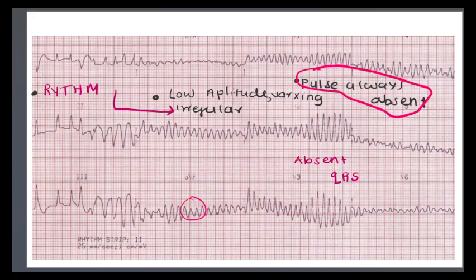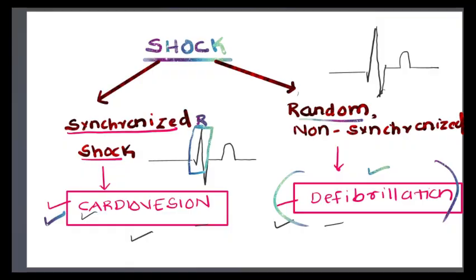So my question here, a question I asked in the beginning, is: how do you know whether you have to give shock in the form of cardioversion or defibrillation? We have two types of shocks. One is synchronized shock and another is defibrillation. Synchronized shock basically means cardioversion, and giving shock randomly, that is non-synchronized, is called defibrillation.